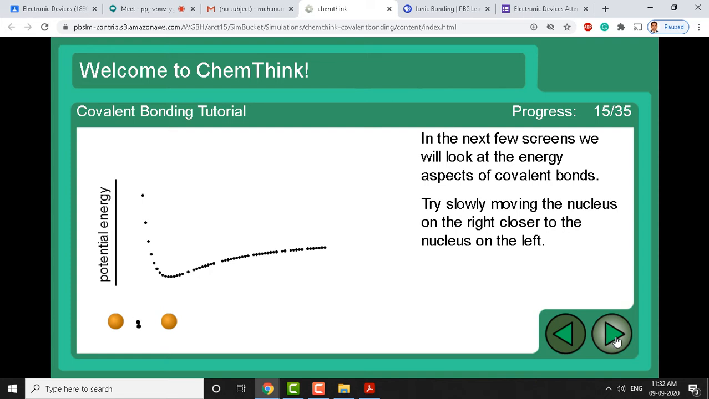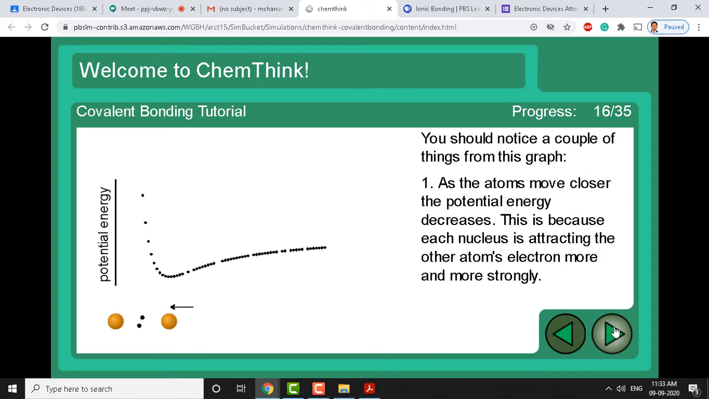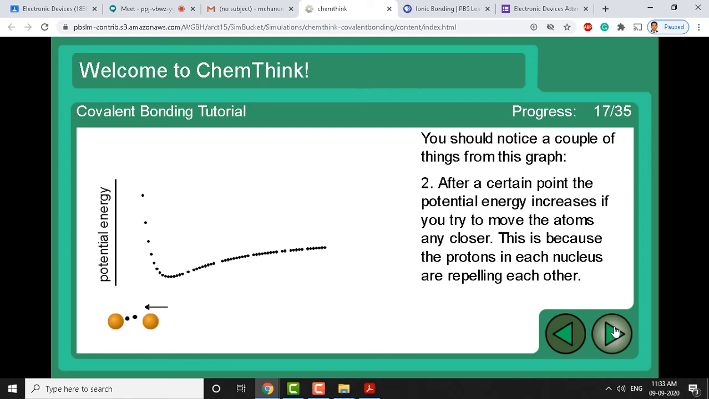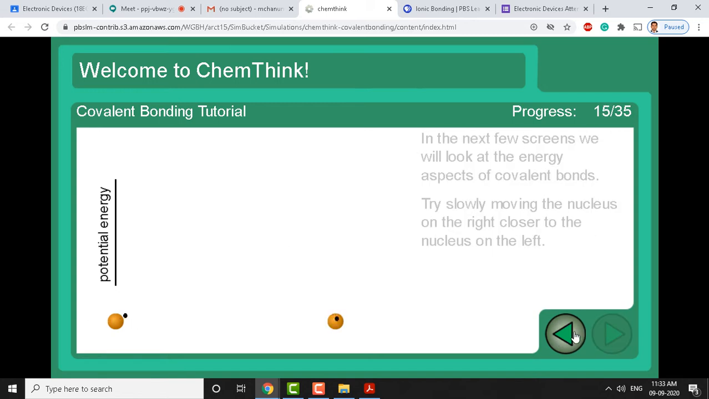Did you understand this experiment? What happened here? When these two atoms are very far away and I bring the right atom very close to the left atom, the potential energy starts decreasing. When I bring them very close to each other, the potential energy starts increasing. Let us see how this can be explained. Just a minute.